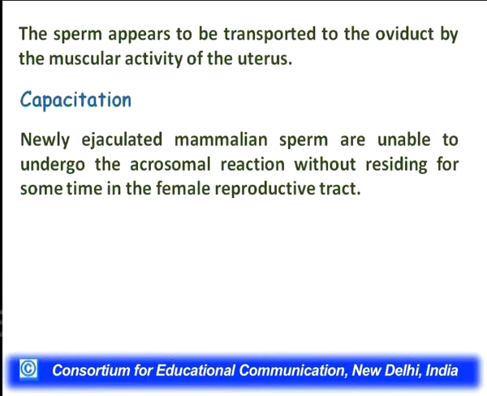Now, we will look at what happens when the sperm is ejaculated into the female body. It is not actually capable of causing fertilization. It has to undergo certain physiological, morphological and biochemical changes, a phenomenon which is termed capacitation, that makes it active. Capacitation means that newly ejaculated mammalian sperm are unable to undergo the acrosomal reaction without residing for some time in the female reproductive tract.